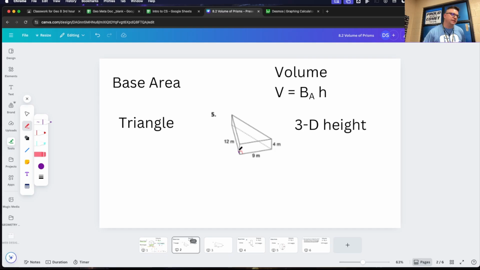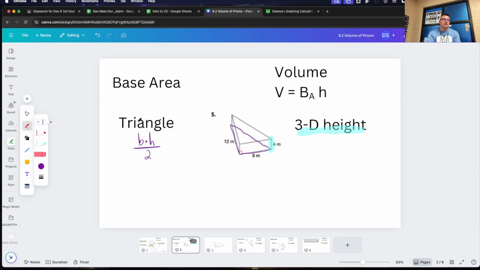And what you have to see is this base triangle right here. And then our 3-dimensional height is right here. That's our 3-dimensional height. But we only want to focus on our base shape right now, the triangle. And if you look at your formula sheet from yesterday, we do base times height divided by 2.